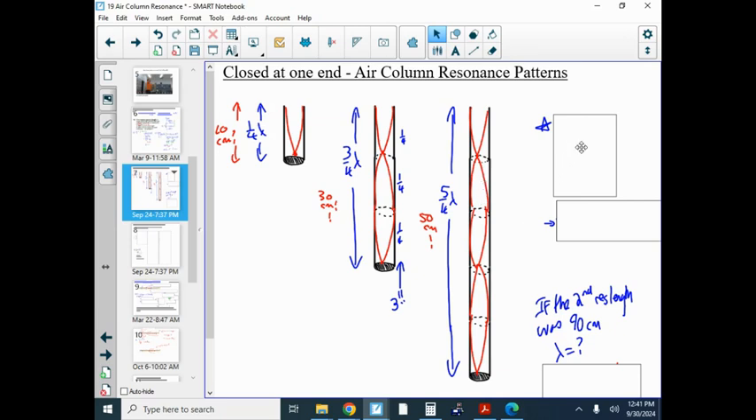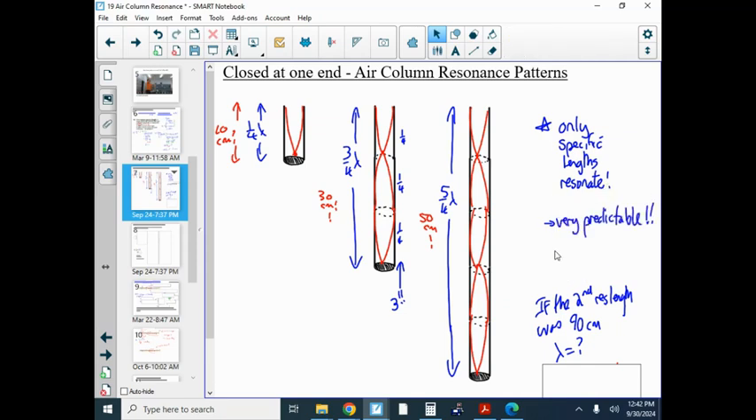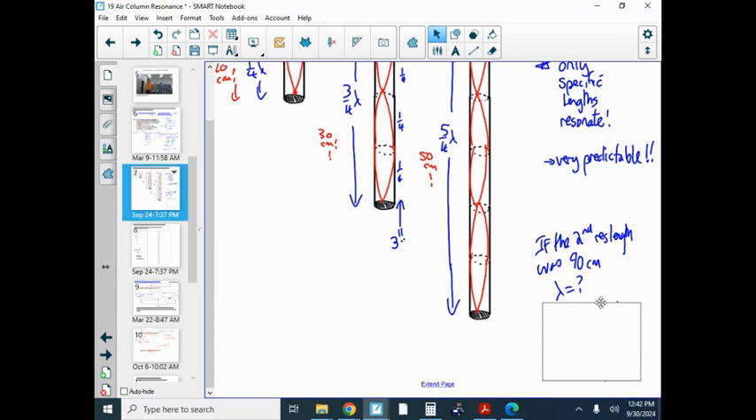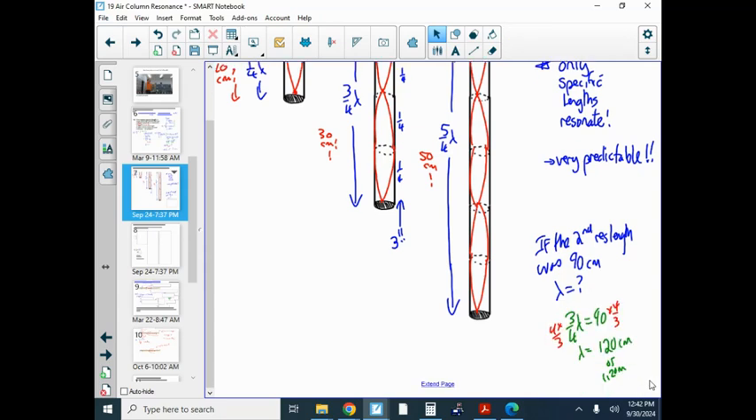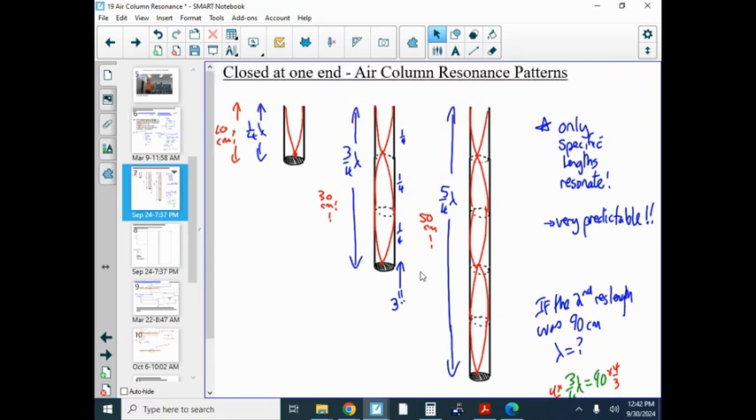Okay, so pretty understandable pattern there. So just to be clear here, only these specific lengths cause resonance, right? It's a nice predictable pattern. Those are your natural frequencies, if you will, for those air column lengths. So if the second resonant length was 90, you'd be able to work backwards, right? You'd say, okay, well, 3/4 wavelength equals 90, and then you just solve and you'd be able to get the number. So this is the kind of prediction and predictability and understanding that we need to have to do with air column resonance.